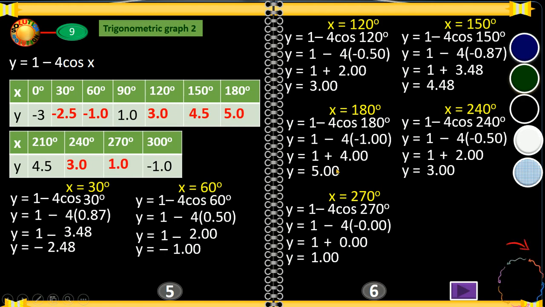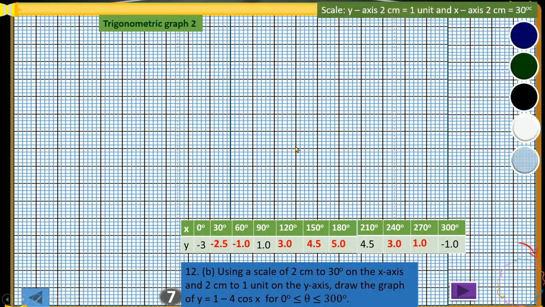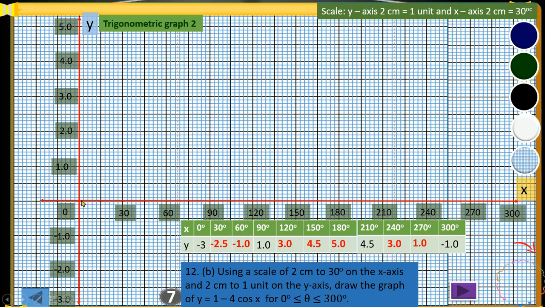We are going to move straight to the graph page to plot the graph. Once again, remember the scale as given. Using a scale of 2 centimeters to 30 degrees on the x-axis and 2 centimeters to 1 unit on the y-axis, draw the graph of this. So that's the scale up there. Using that scale, every 2 centimeters, this is 0, every 2 centimeters, 30, the next 2 centimeters, another 30, then 90, 120 till you get to the end.